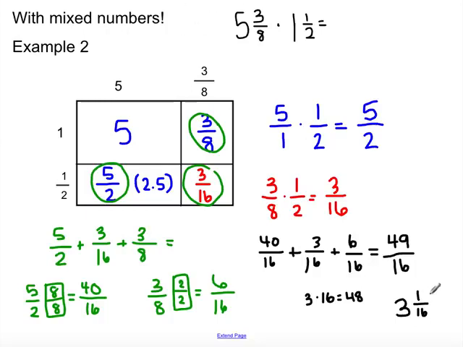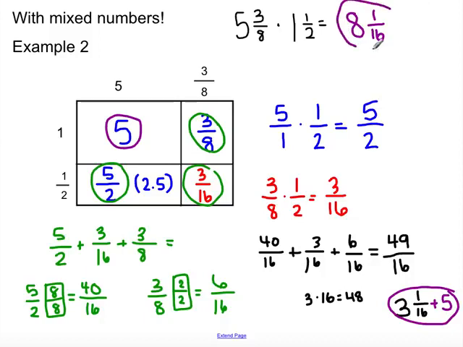And then we have to remember to add 5 to get our final answer. So we have 3 1/16 plus 5. 5 plus 3 is 8. And then we have 1/16 as our final answer.